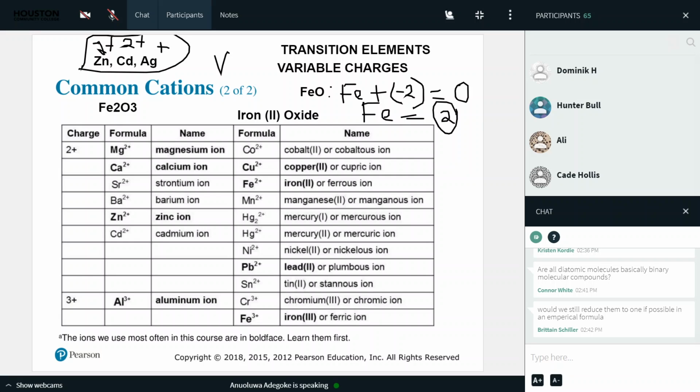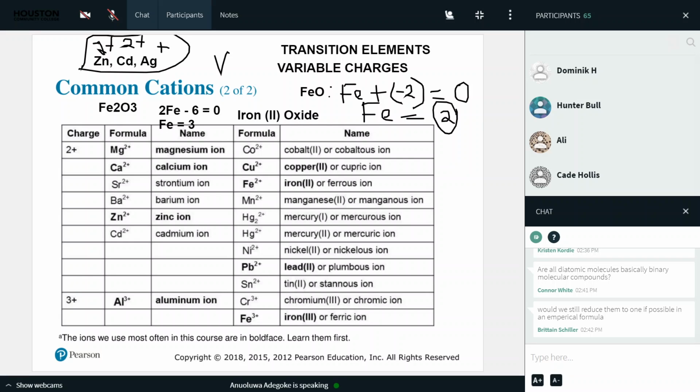Minus 6 equals 0. So that means that Fe equals 3. So in this example here, Fe2O3, iron is using its plus 3 charge. So basically it's iron 3 oxide. So this is iron 3 oxide. I hope that makes sense. So that's basically iron 3 oxide.